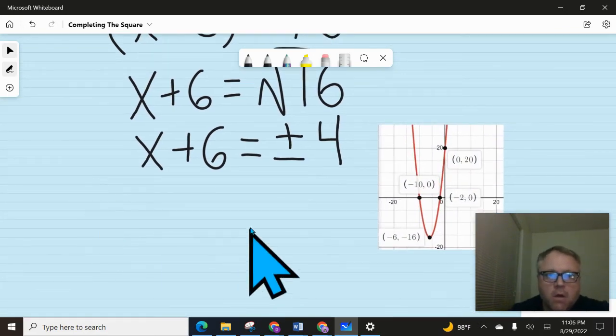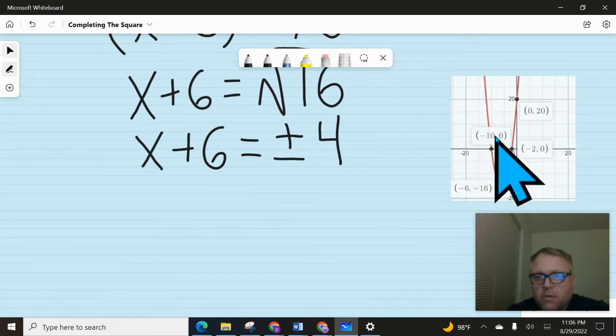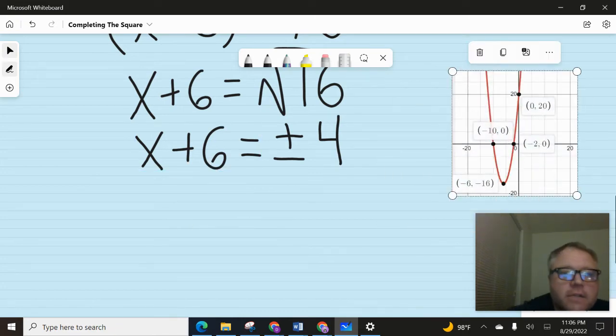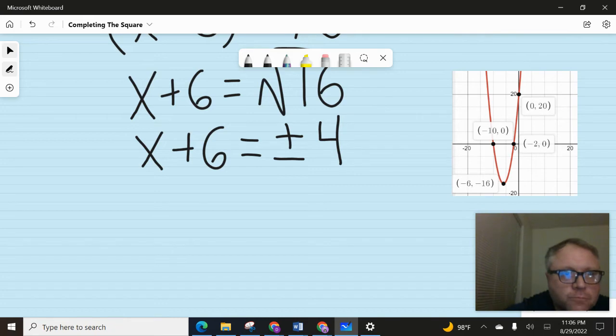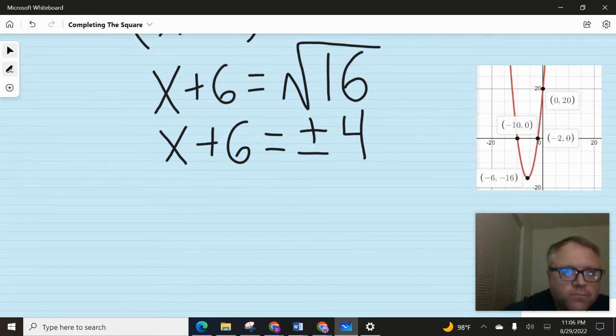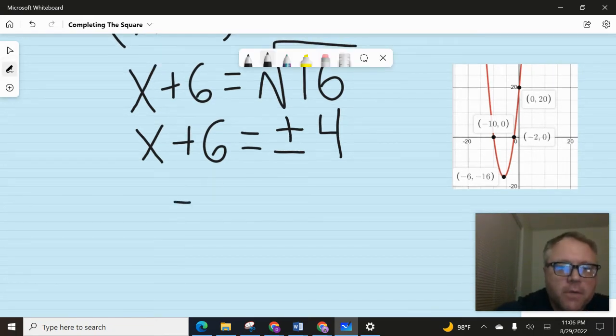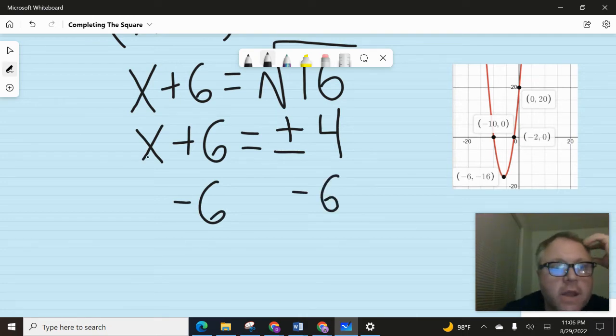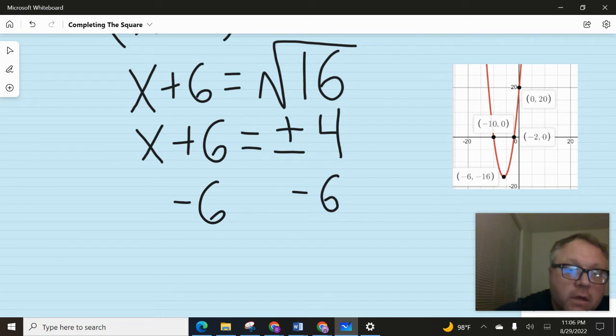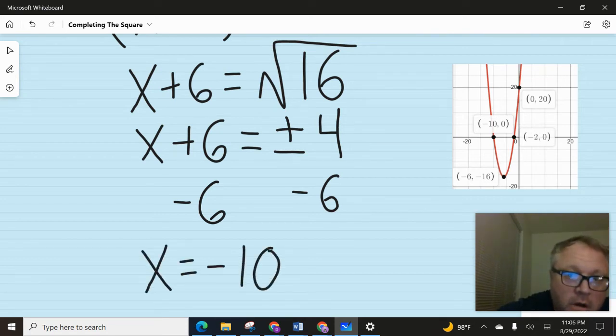Okay. All right. Now to solve for x, we are going to subtract 6 from both sides. We really got to do this twice. Minus 6, minus 6. When x plus 6 is negative 4 and I subtract 6, that's negative 10, right? So x equals negative 10.